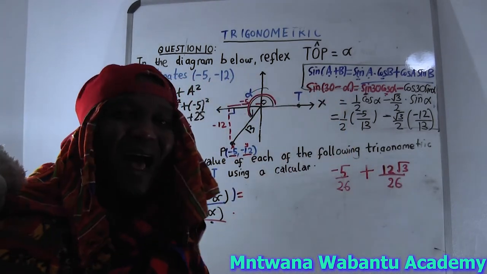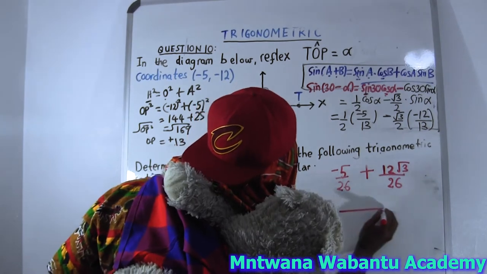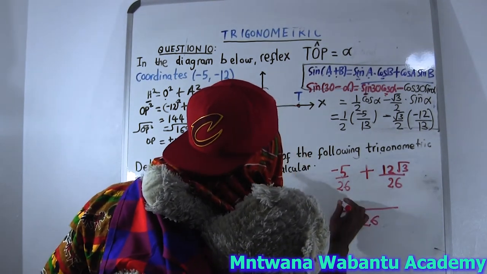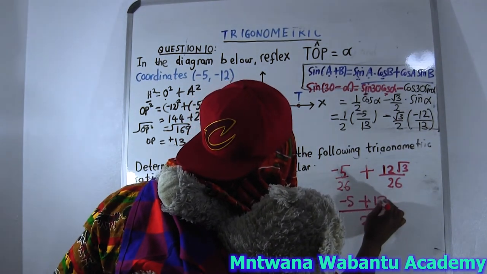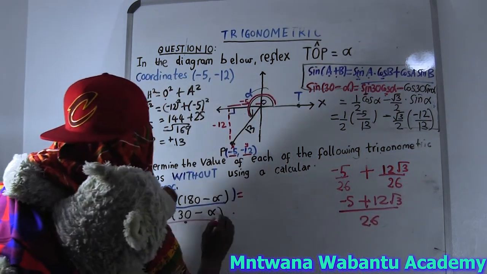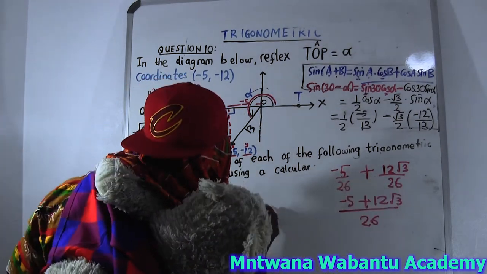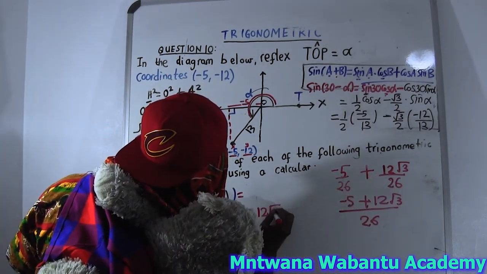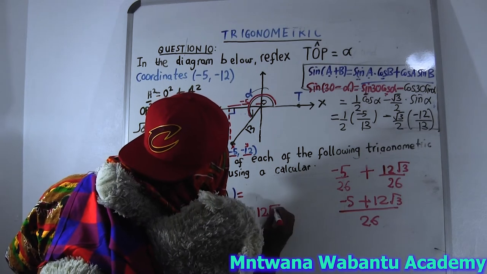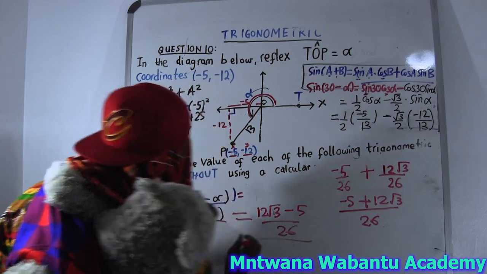So the denominators are the same, so if the denominators are the same, we don't have to write them twice, I can write only one, which is 26, and then this is going to be negative 5 plus 12 square root of 3. So this equals that. Or if you don't want to write that, I can start with this positive, 12 square root of 3, and then minus 5 can come after, and then over 26.